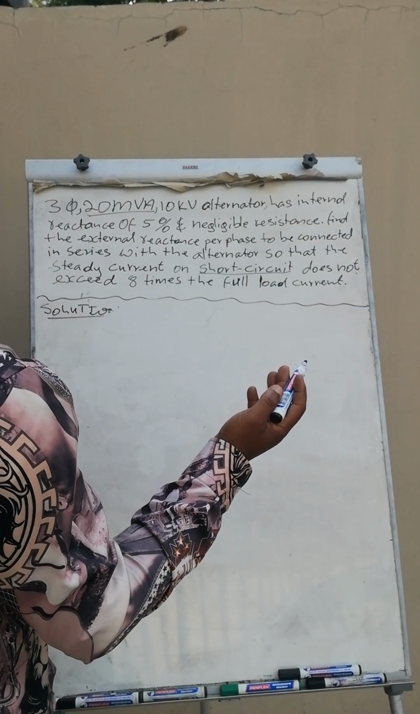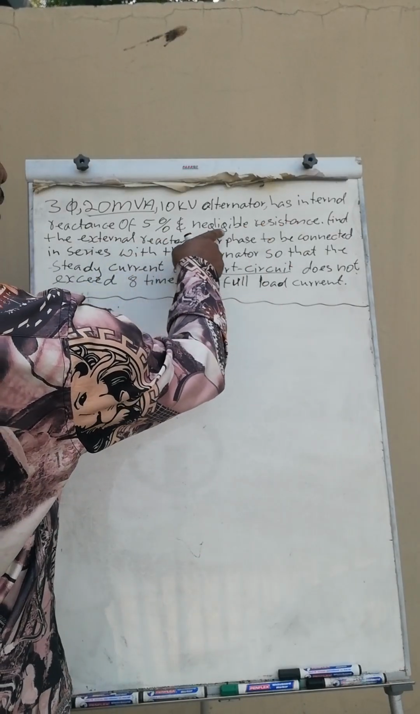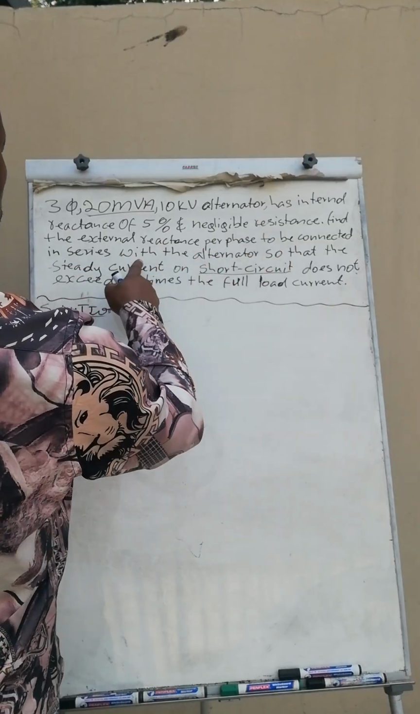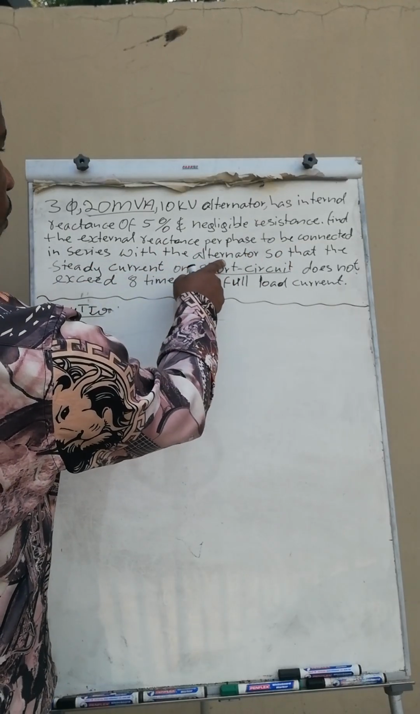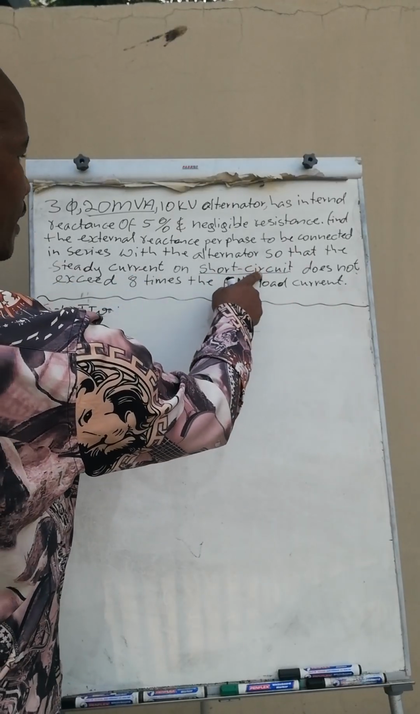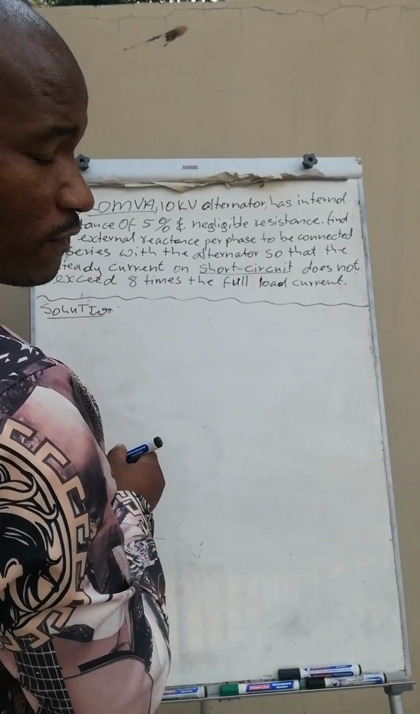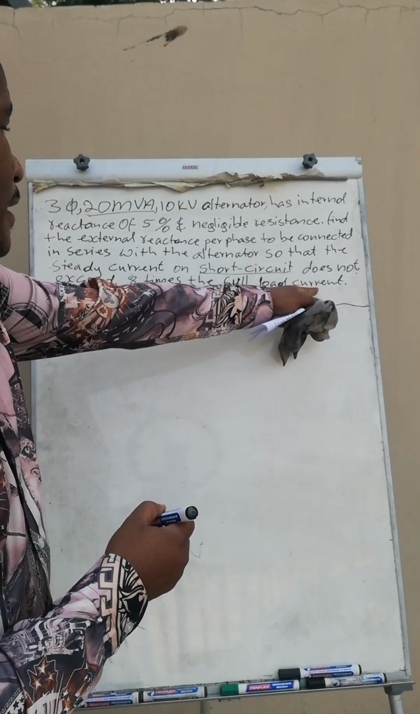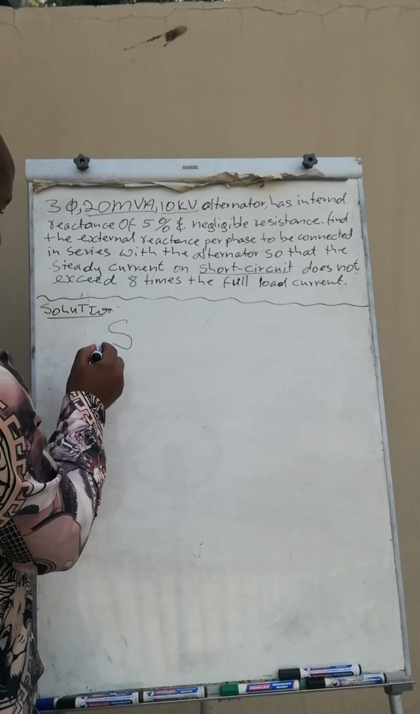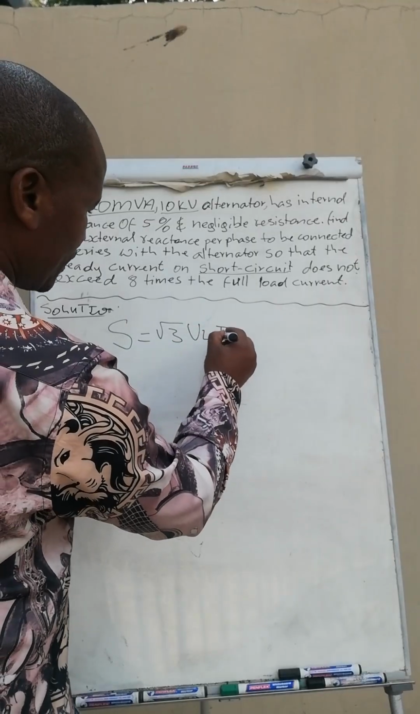So we are given this. And what else is given? An internal reactance of 5%, and find the external reactance per phase to be connected in series with the alternator so that the steady current on short circuit does not exceed 8 times the full load current. We are also given the power there. So we know that the apparent power is equal to √3 V_line I_line.